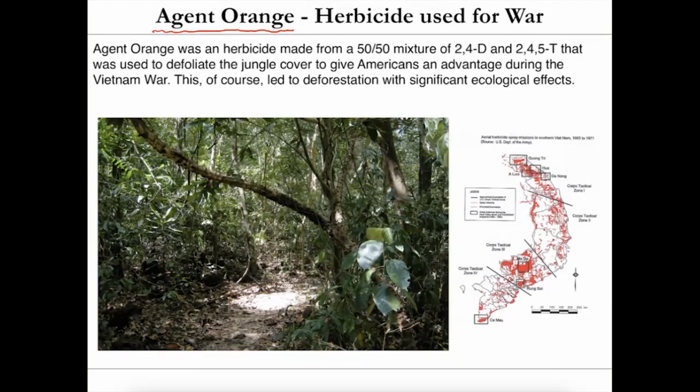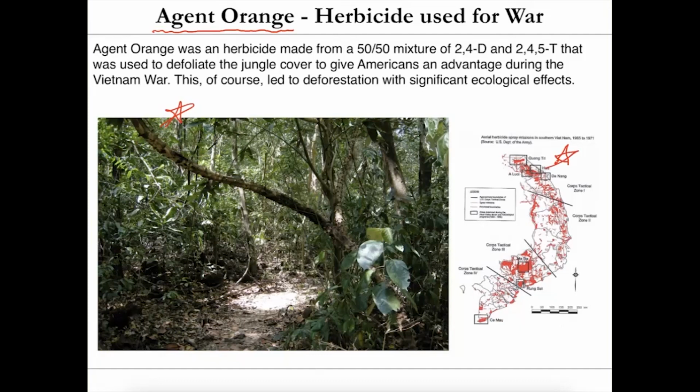And that's because the jungle that they were fighting in was so thick. And most of these plants in the jungle are broadleaf plants. So an herbicide made up of a 50-50 mixture of 2,4-D and 2,4,5-T would be effective in removing some of this vegetative cover and then allow soldiers to visualize the enemy and attack them. So Agent Orange was sprayed extensively during the Vietnam War all over the country.